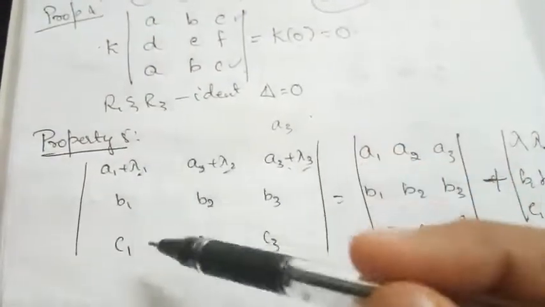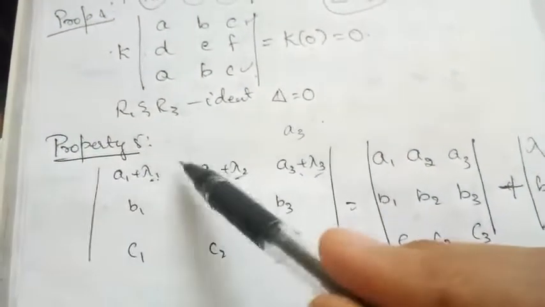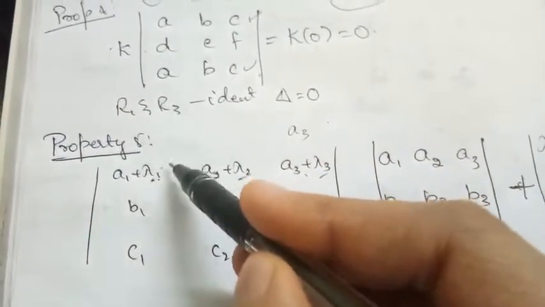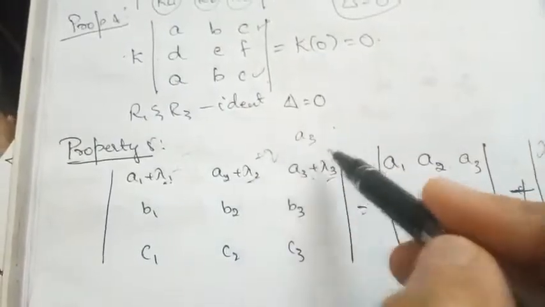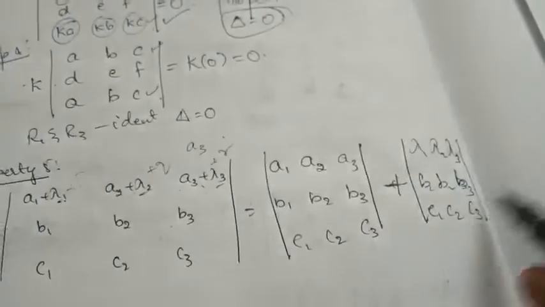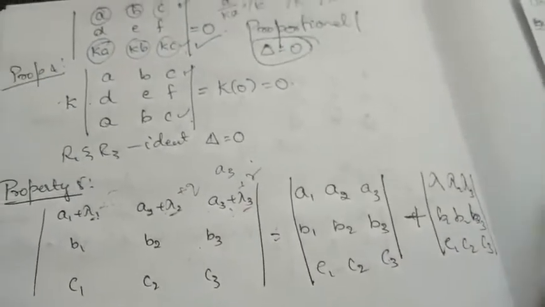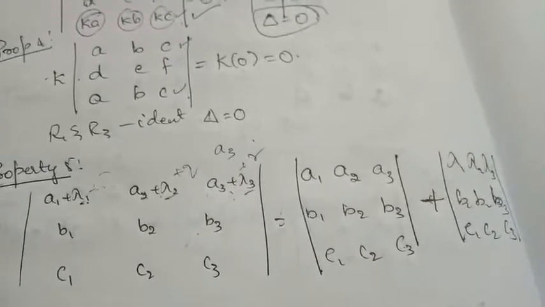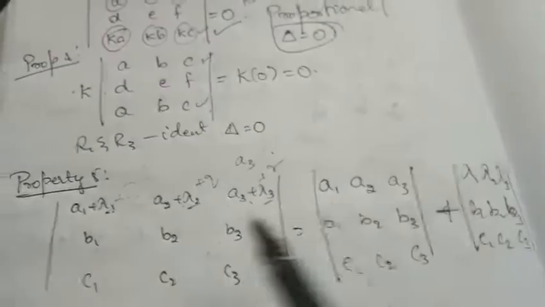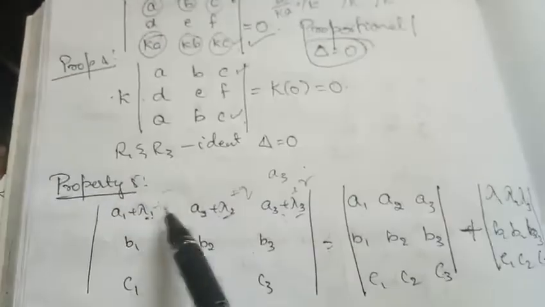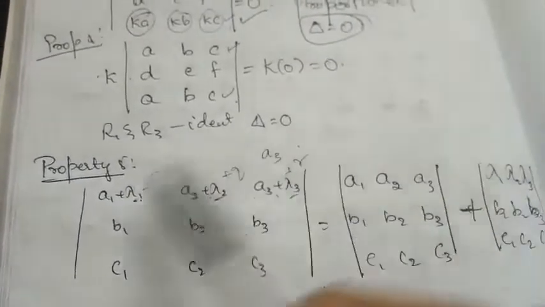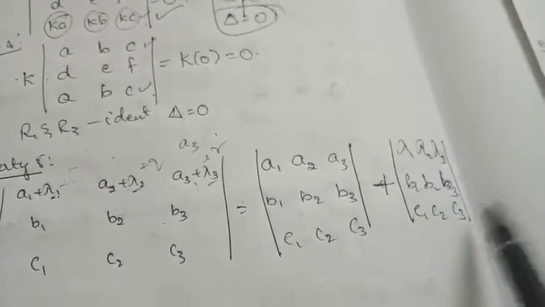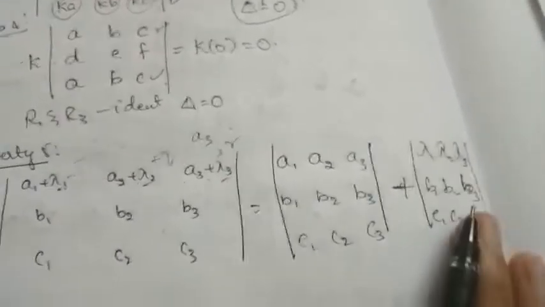Suppose I take here a1 plus lambda 1, and p, lambda 2, q plus r. Then along with this there will be another determinant: p, q, r, b1, b2, b3, c1, c2, c3. That is what they are saying, two or more. If any row or column is expressed as a sum of two or more terms, then this determinant can be expressed as a sum of two or more determinants in this manner.